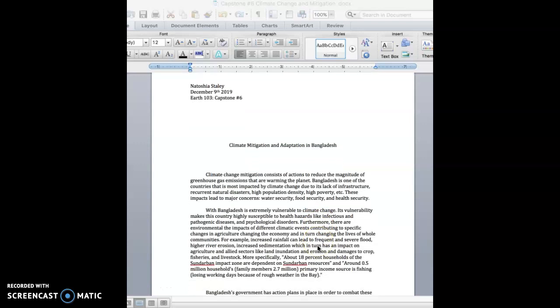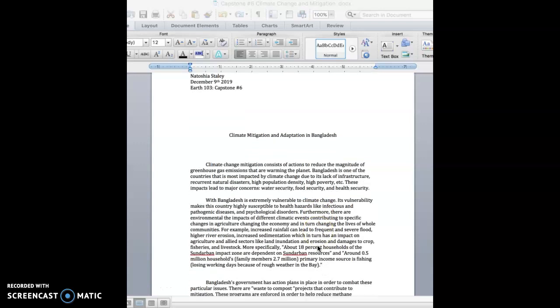Climate change mitigation consists of actions to reduce the magnitude of greenhouse gas emissions that are warming the planet. Bangladesh is one of the countries that is most impacted by climate change due to its lack of infrastructure, recurrent natural disasters, high population density, high poverty, etc. These impacts lead to major concerns: water security, food security, and health security.